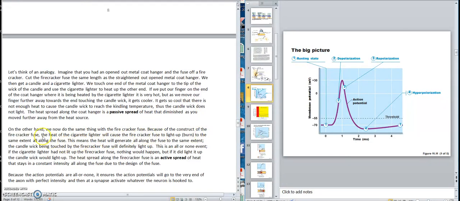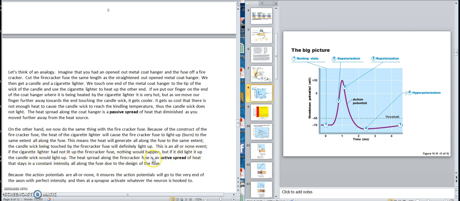Because of the construct of the firecracker fuse, the heat of the cigarette lighter will cause the fuse to light up, to burn, to the same extent all along the way, because one area lights up the next area. The way it works is there's a constant heat of the same magnitude. This means the heat will travel all the way along the fuse to the end. The candle wick being touched by the firecracker would definitely light up. This is an all or none event, because if the cigarette lighter had not lit the firecracker fuse, nothing would have happened. But if it did light it, the candle wick would light up.